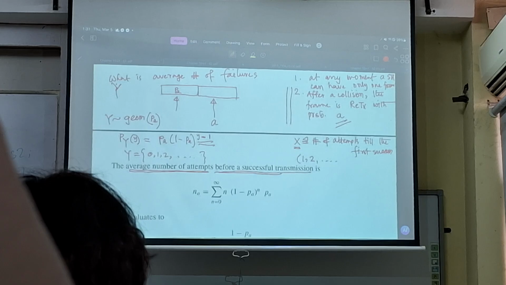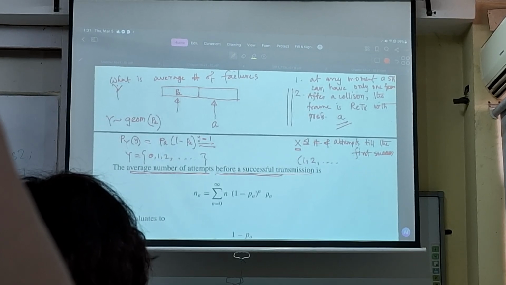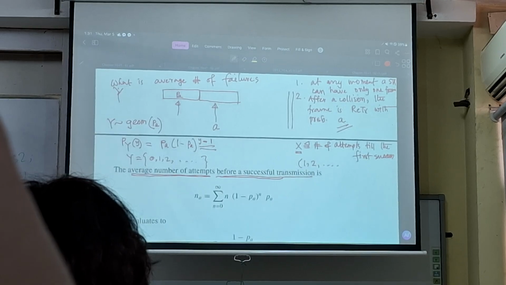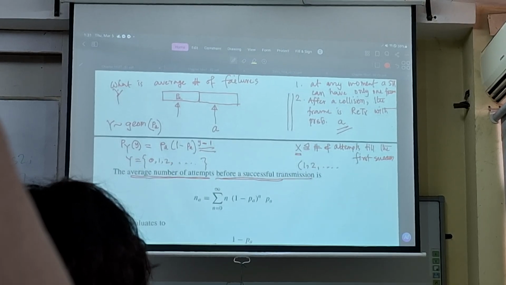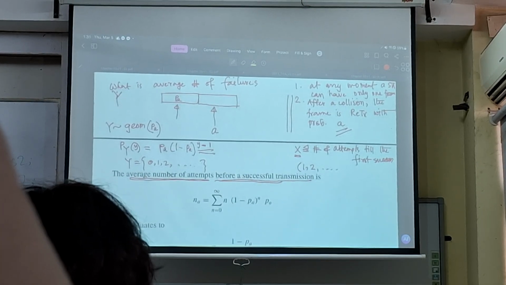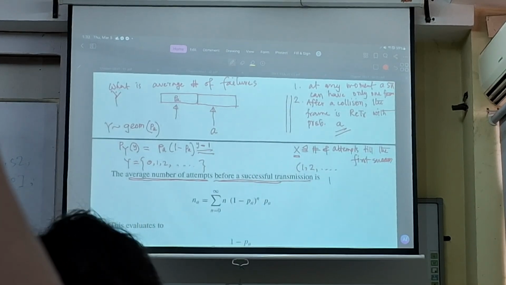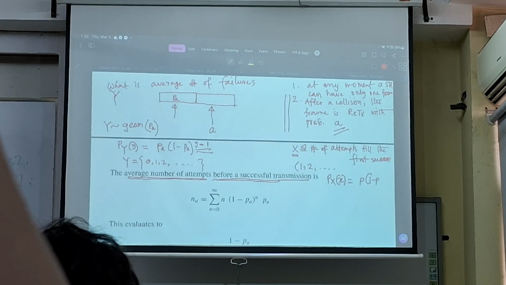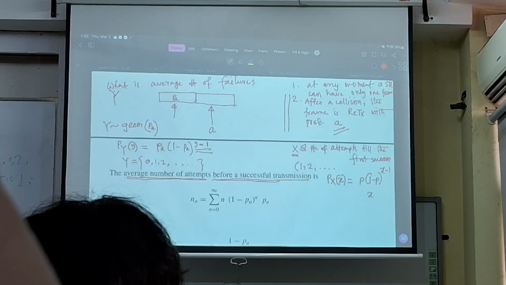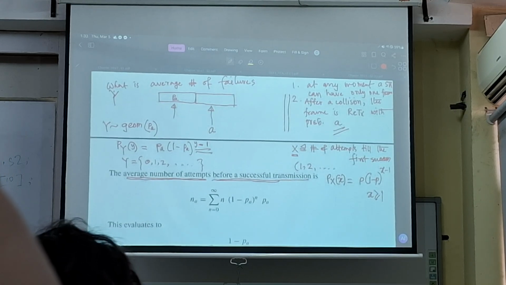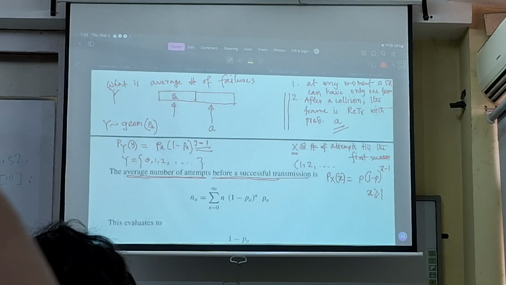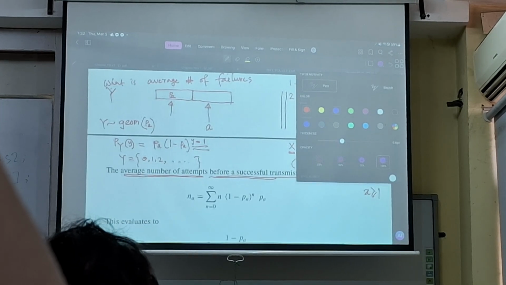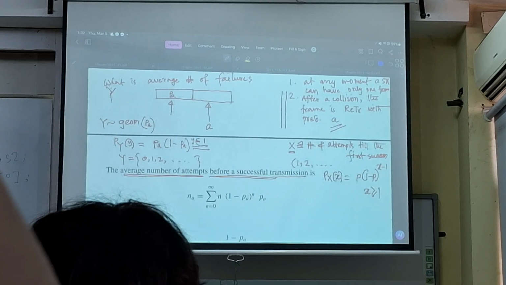In the best case, a packet can be transmitted, a head can be obtained without getting a tail. Is this clear? So accordingly, the PMF of x that you already know is P times (1 minus P) to the power x minus 1, for x greater than or equal to 1. But for y, we need to remove this part.